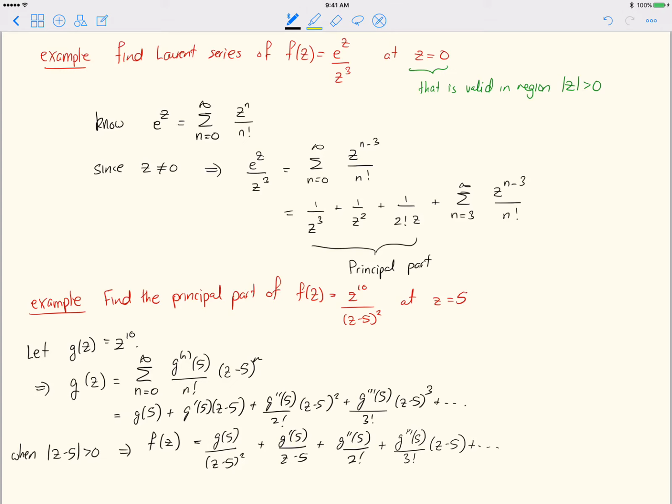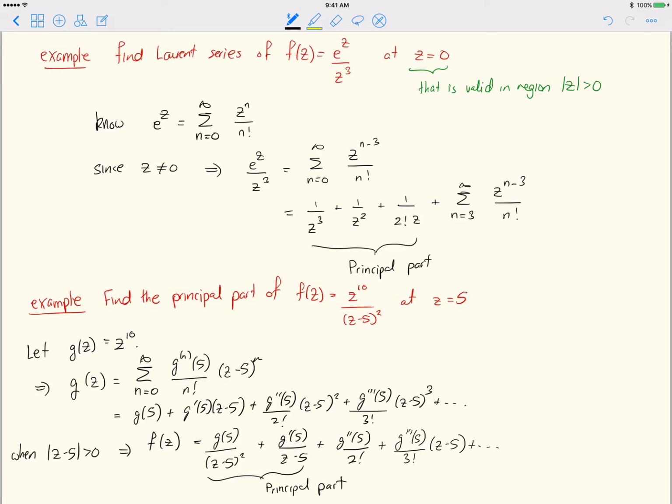So now, as you can see, I have a power series for f that contains negative powers. And because I just want the principal part of this Laurent series, I just want this part here. This is the principal part, because this is where the negative powers are, right?